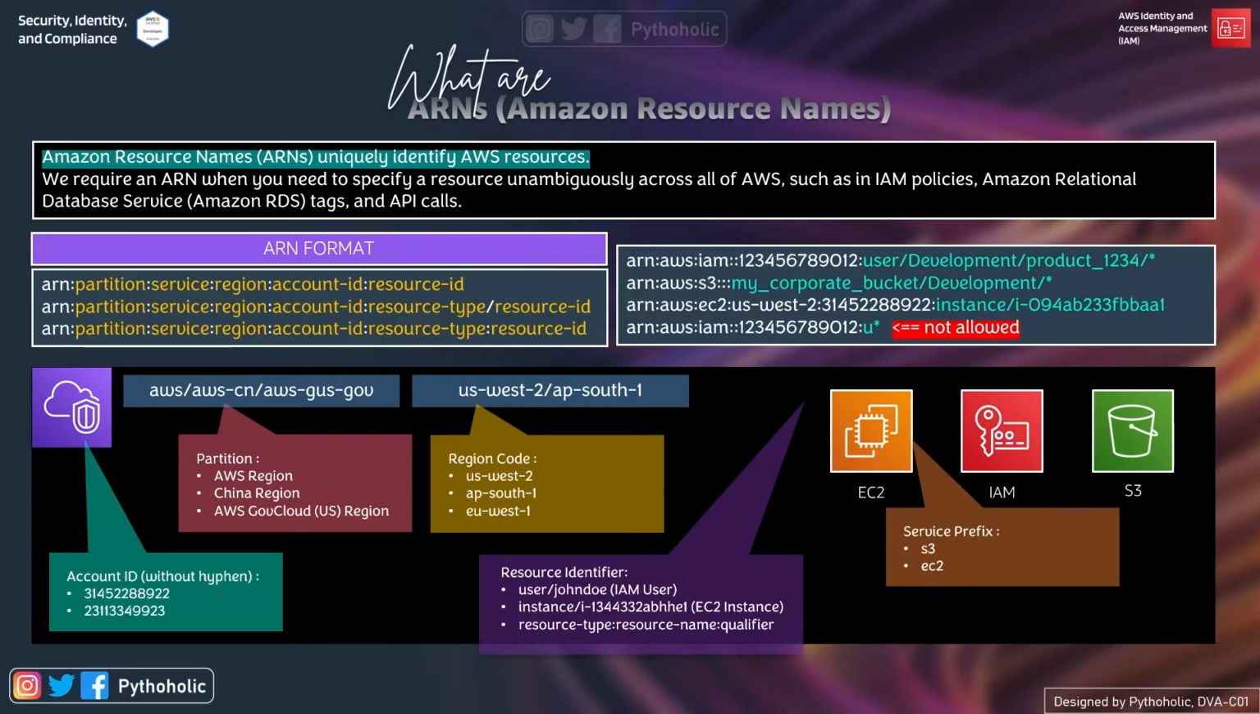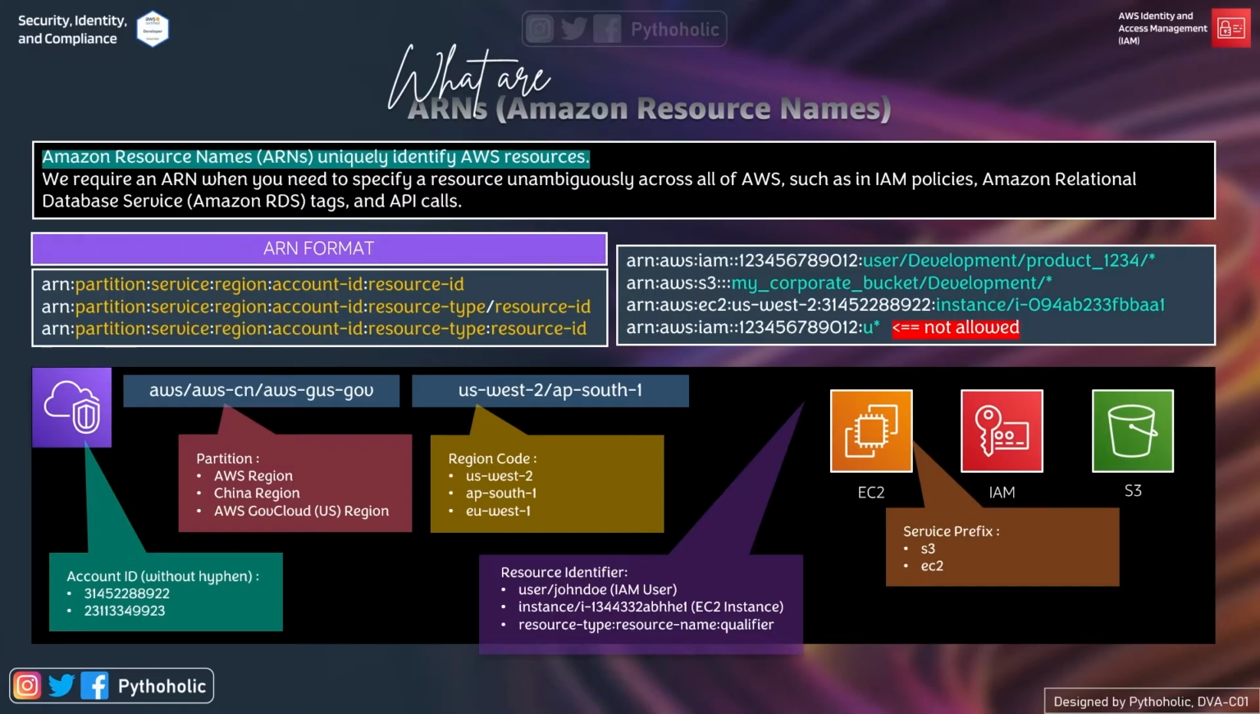And if you also had a requirement, we could have also specified user/* to mean all users, or if you want to include all groups, you could have also mentioned group/*. That means for all groups. The next one is arn:aws:s3:::my_corporate_bucket/development/*.